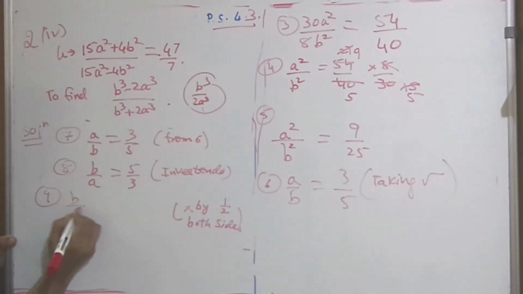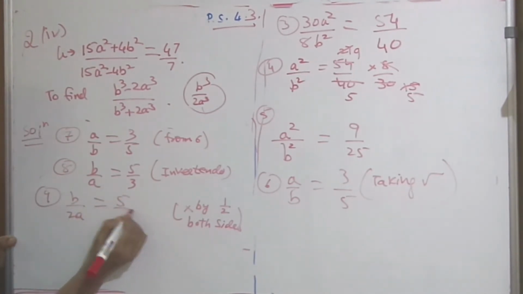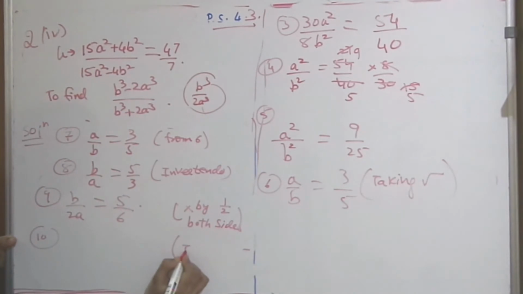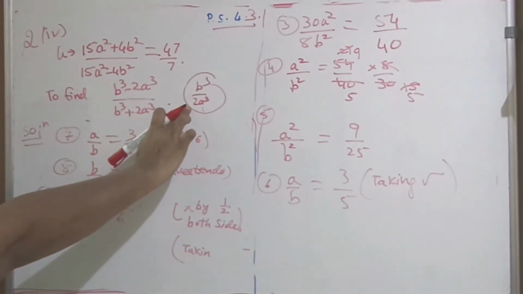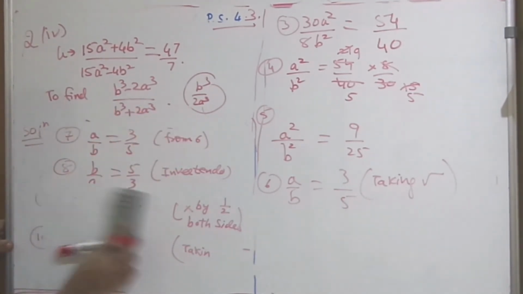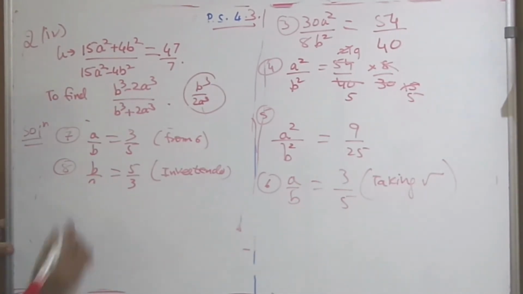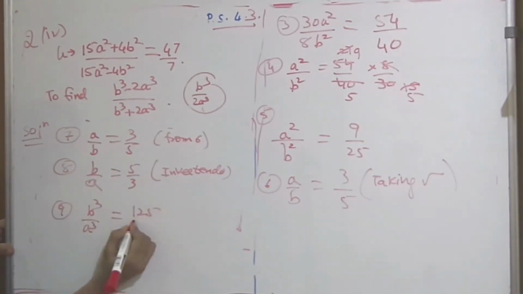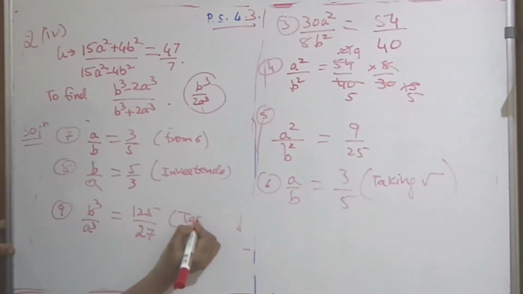So you get b upon 2a is equal to 5 upon 6. Taking cube on both sides, because you want cube. Okay, one minute. You cannot take the cube of 2 first, because that will become 8. So first you don't multiply by 2. First you take the cube on both sides. b cube upon a cube is equal to 5 cube, which is 125, upon 3 cube, which is 27.